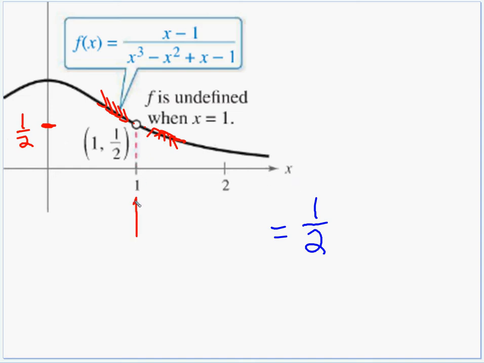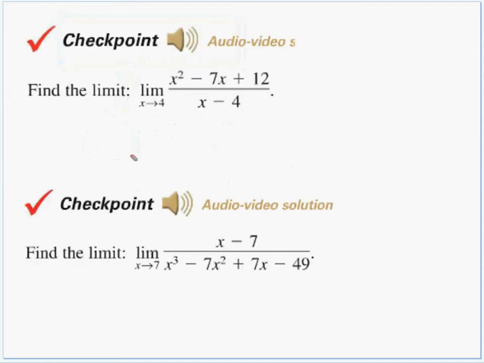Again, the function's not defined there. We have a hole in it. We'd float right through it and float off into space. But we can find the limit, or how the function behaves as we get close to that naughty number 1 that gives us indeterminate form.